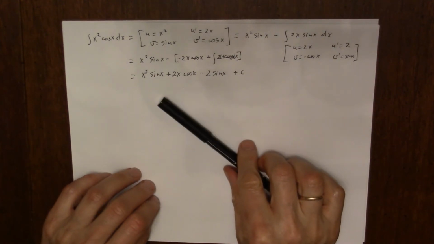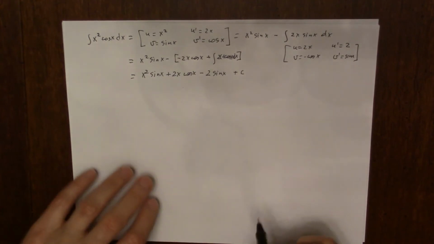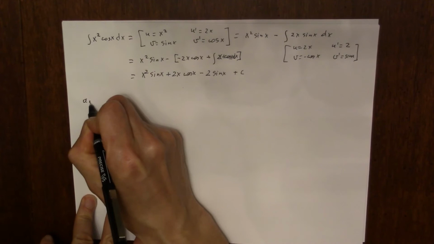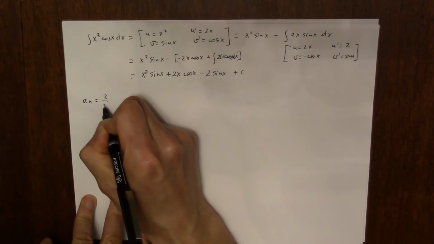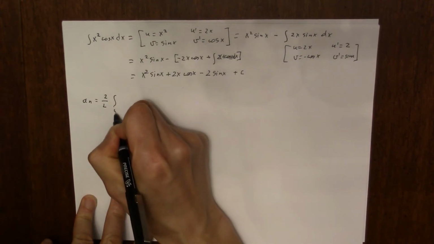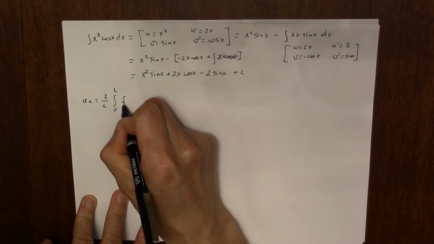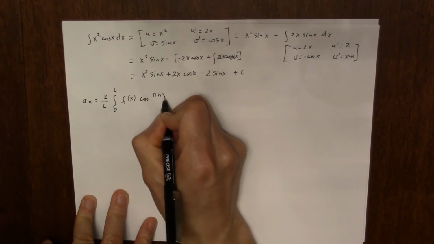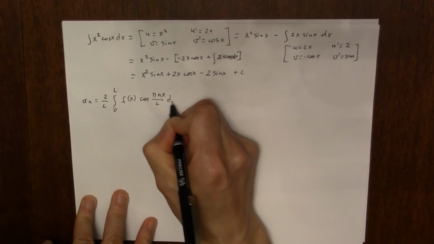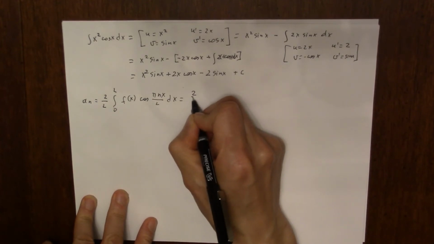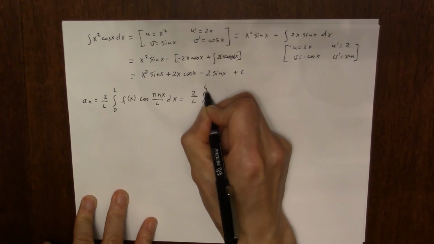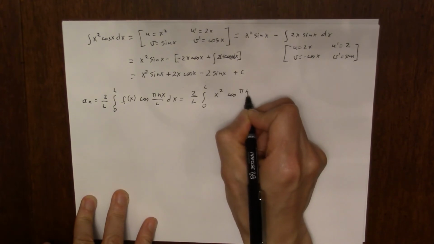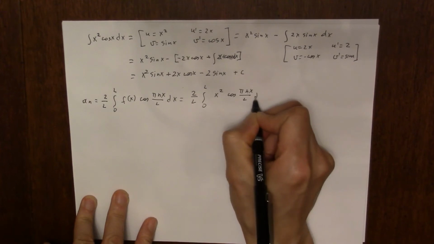Okay, now we're going to use it to calculate a_n. So the expression for a_n is a_n equals 2 over L integral 0 to L f of x cosine of pi n x over L dx. In our case, f of x is x squared, so x squared cosine of pi n x over L dx.